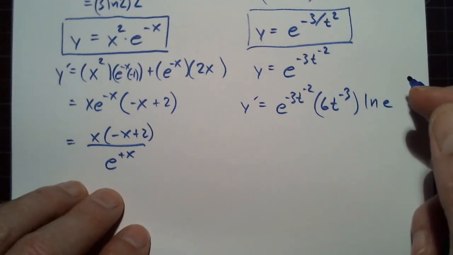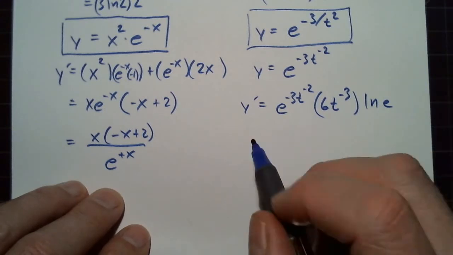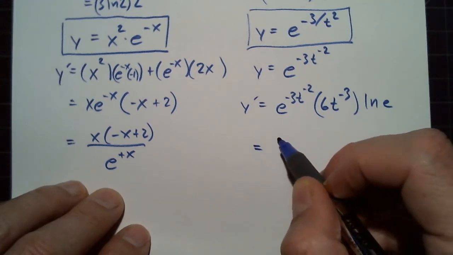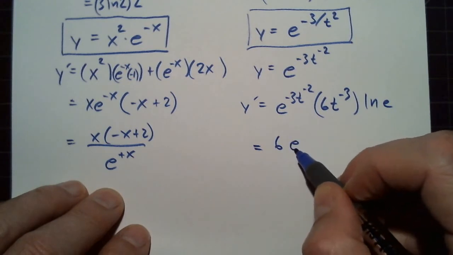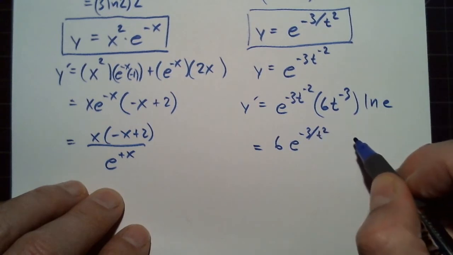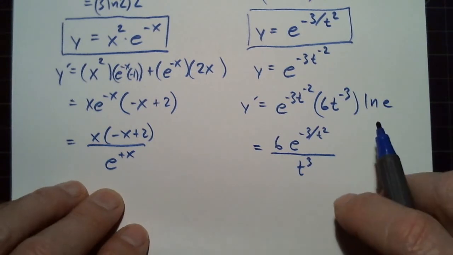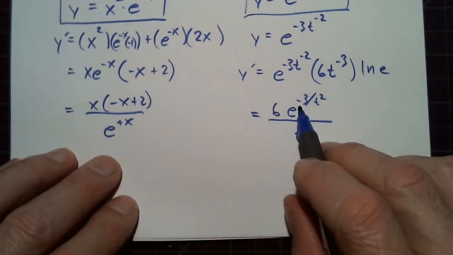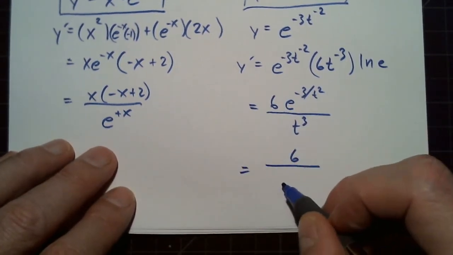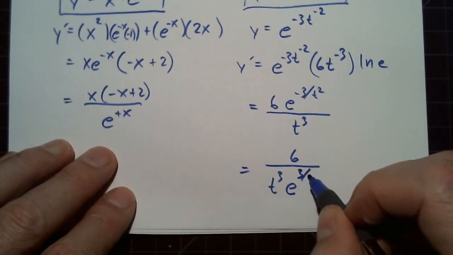And let's just rewrite that, and put the 6 here. Let's rewrite this e. We have a negative 3 over t squared. This is in the denominator. ln of e is 1. Since we have a negative exponent, we can put that in the denominator. T cubed e to the 3 over t squared.